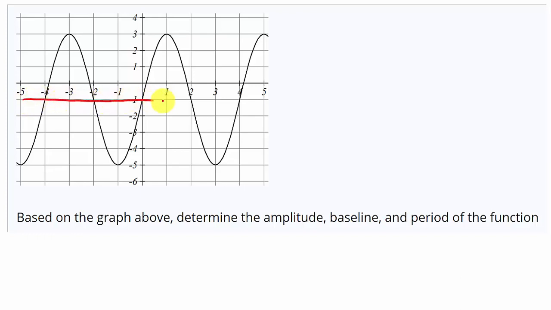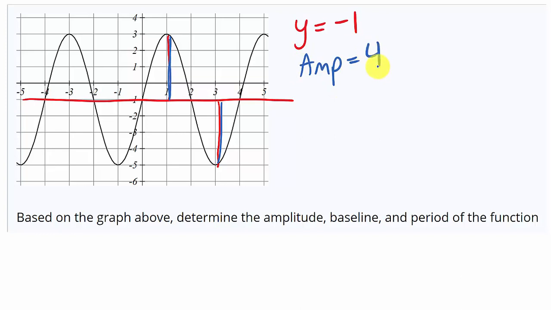So I can look here and see it's going to be right there because I can see this goes up 4 and it goes down 4, so right through the middle is that line, and that line looks like it's going to be at y equal -1. So we found the baseline. Then from there we can see the amplitude. How far do we go off the baseline either way? And we can see that that is 4, so the amplitude is 4.